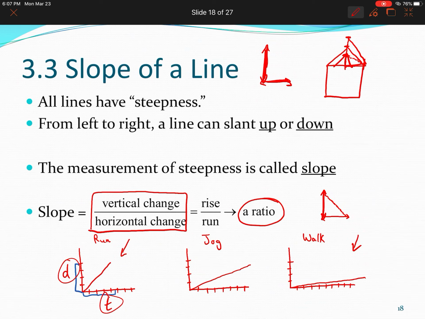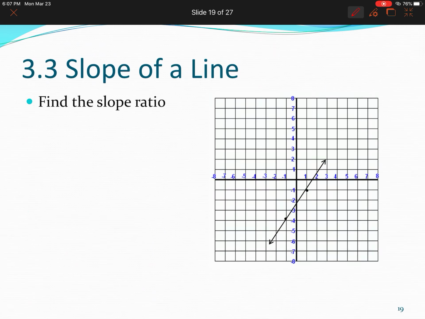Now, I skipped this point, the second point there. When you look at a graph from left to right, if it slants up, and we're going to mention this in a few minutes, that is going to have what we consider to be a positive slope. If it slants down, as you look at it from left to right, it's what we consider to be a negative slope. So that's going to be important. We'll come back and talk more about that in just a few minutes.